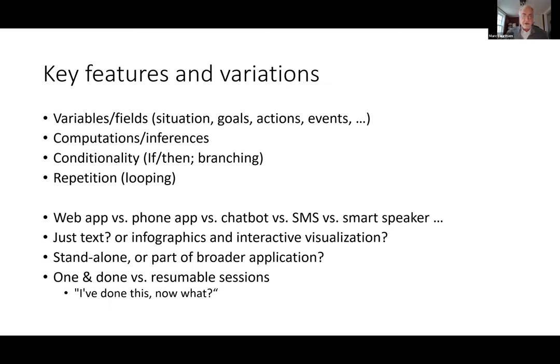Then there are many variations. So a checklist, an interactive checklist, can be presented via a web app, which I'll show some examples of, or a smartphone app, or it could be a chatbot, an intelligent chatbot, or a system that interacts with you via text messages, or a smart speaker. Sometimes it is simply text, but often it can present infographics or provide some forms of interactive visualization as part of the process of working with the user.